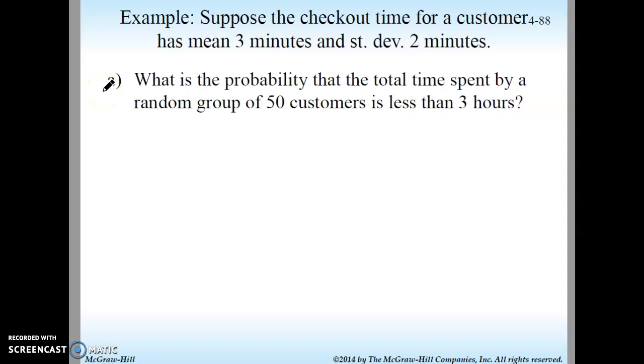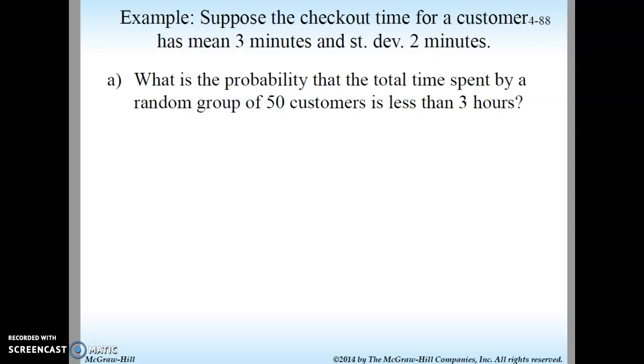Suppose the checkout time for a customer in some store has mean 3 minutes and standard deviation 2 minutes. Once again, this is related to queuing theory, things waiting around. What is the probability that the total time spent by a random group of 50 customers is less than 3 hours? What's the probability that it's going to take 3 hours or less?